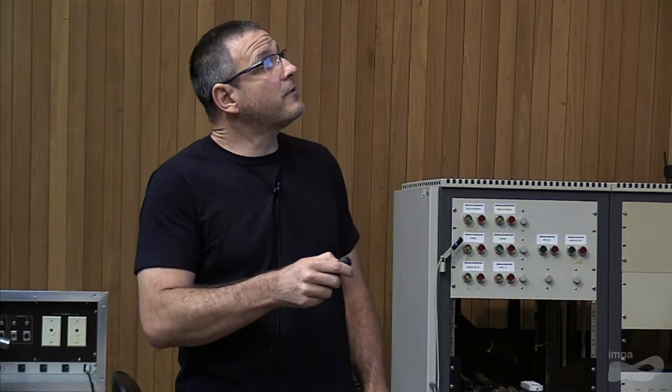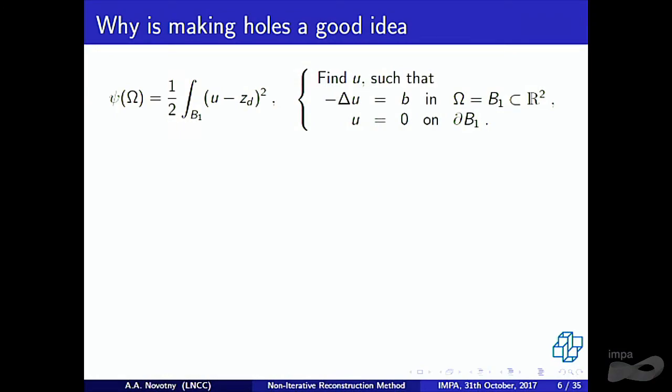Let me show a very, very simple example in order to fix the idea. It concerns a control problem with respect to a geometrical domain. Here, the control is given by a disk. Omega is a disk of unit radius. U is the state solution to this PDE, and zeta d is the target. So in this simple example, the optimal domain is given by a ring. And the target, we take U solution to this PDE restricted to omega star.